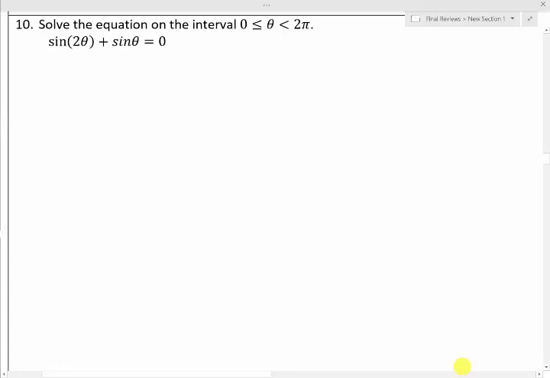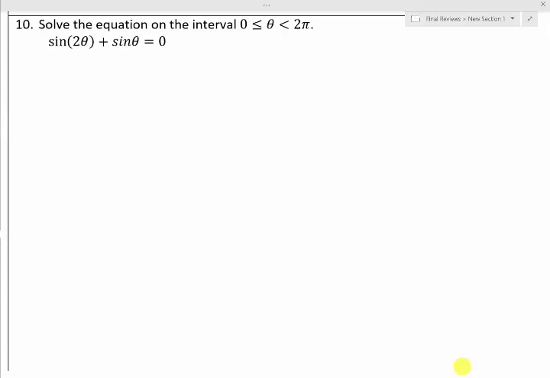Number 10. Solve the equation on the interval 0 less than or equal to theta less than 2 pi. And we're given sine of 2 theta plus sine of theta equals 0. So when we're given a trigonometric equation, we want to do one of two things. We either want to get everything as a single function equal to a number, or we want to get multiplication so we can use that zero factor property.